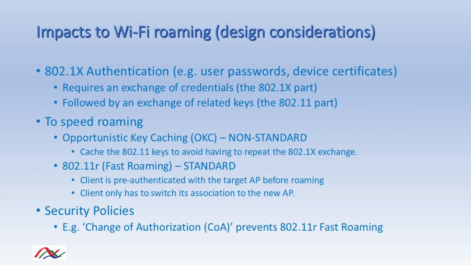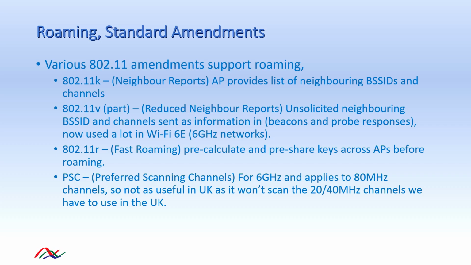security measures may prevent fast roaming techniques. For example, change of authorization, COA, allows administrators to change the security policy for users in real time during a connection. If you have COA on in a Cisco Meraki ICE environment, for example, you would not be able to enable fast roaming. Here's a summary of the key 802.11 amendments a client device may support which may speed up roaming.